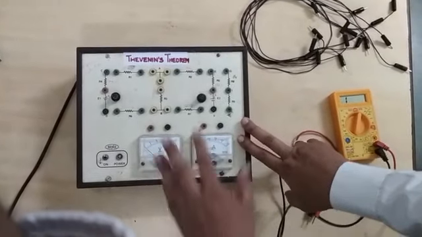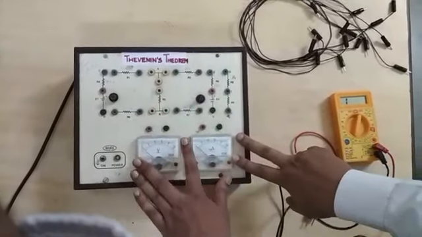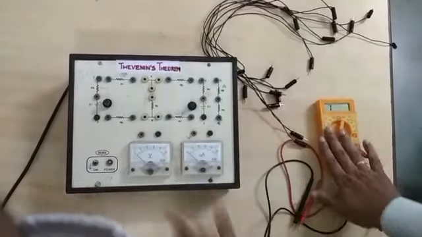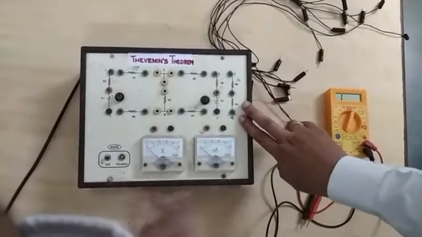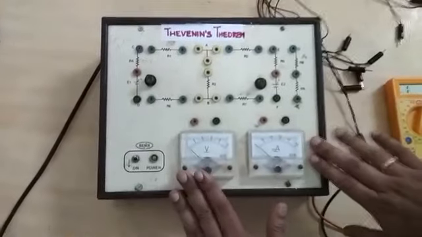Students, for performing this Thevenin theorem, we require this Thevenin theorem kit. Also we require these patch cords and the multimeters, but in this kit we already have a voltmeter and ammeter, so you can use these voltmeter and ammeter, or if you want, you can also use this multimeter. Okay, so let us start the experiment.